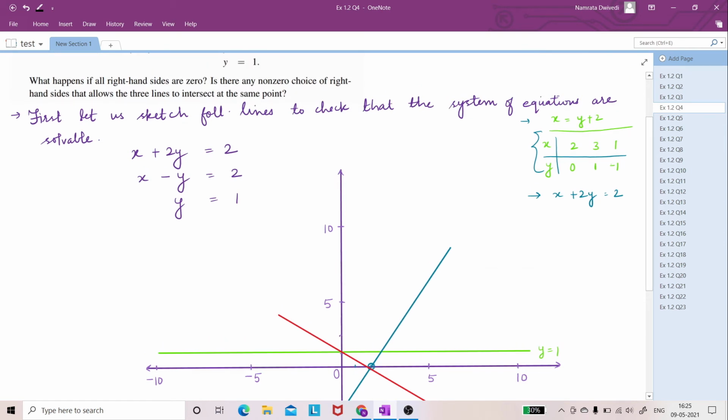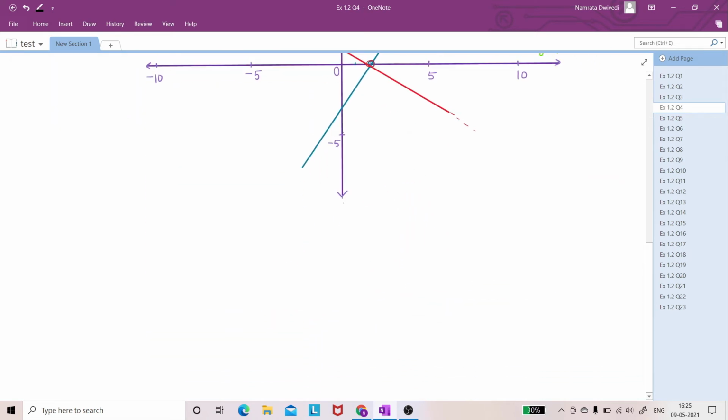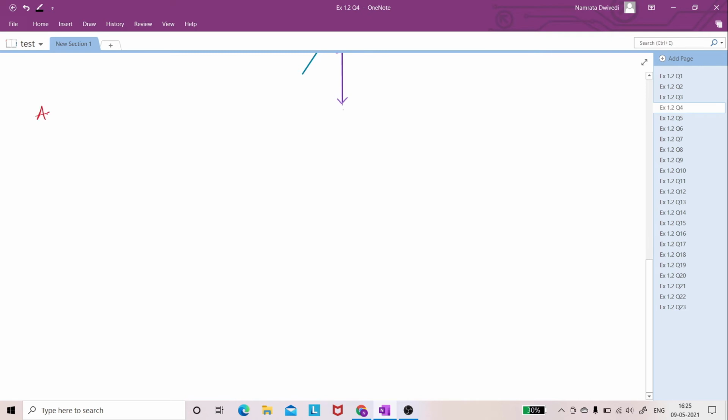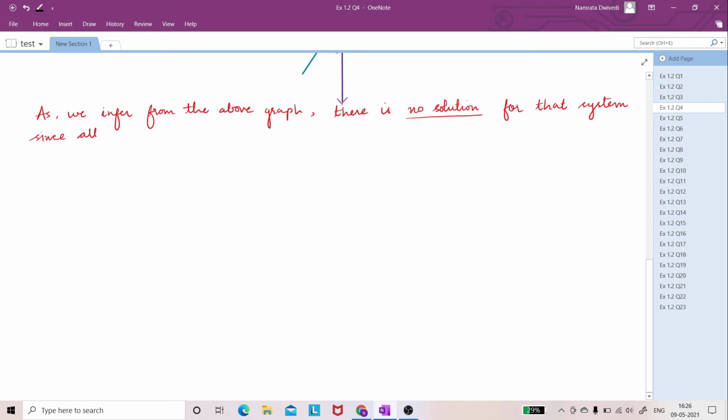Okay, so this is our plotting of the points. We can see that there is no solution for the system basically, since all the three lines do not have a common point of intersection. Yes, only these 2 lines have some intersection, but not all the 3. What we'll write here, as we infer from the above graph, there is no solution for that system, since all the 3 lines do not intersect in a common point.